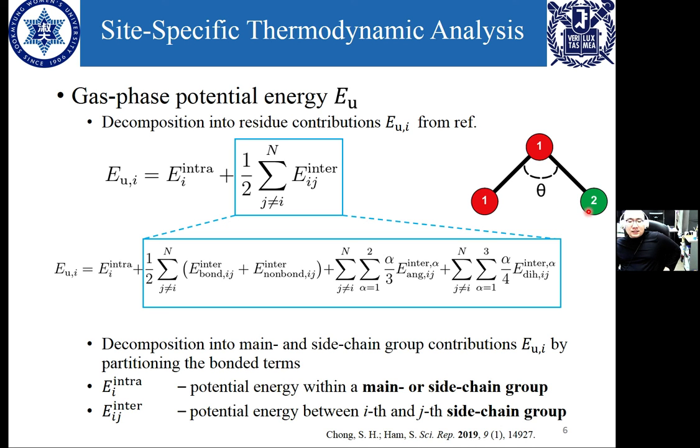We can extend this energy decomposition into contributions from the backbone and side chain groups. The equation is provided as shown. We distribute the interaction energy of the bonded terms according to the number of atoms involved, denoted as alpha.